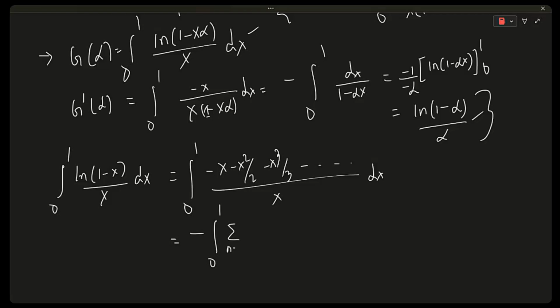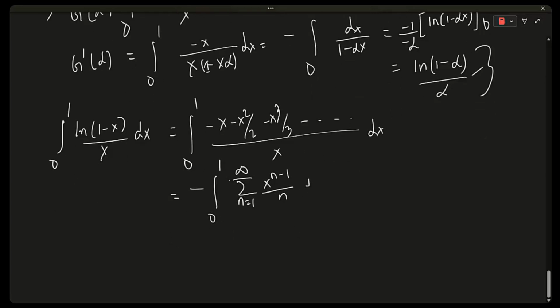I'll write it as the summation n equals 1 to infinity, and then it will be minus x by 2, like that it will keep on going. Can we do it in this way? And then maybe we can use the UV rule. Yes, you can simply do this.